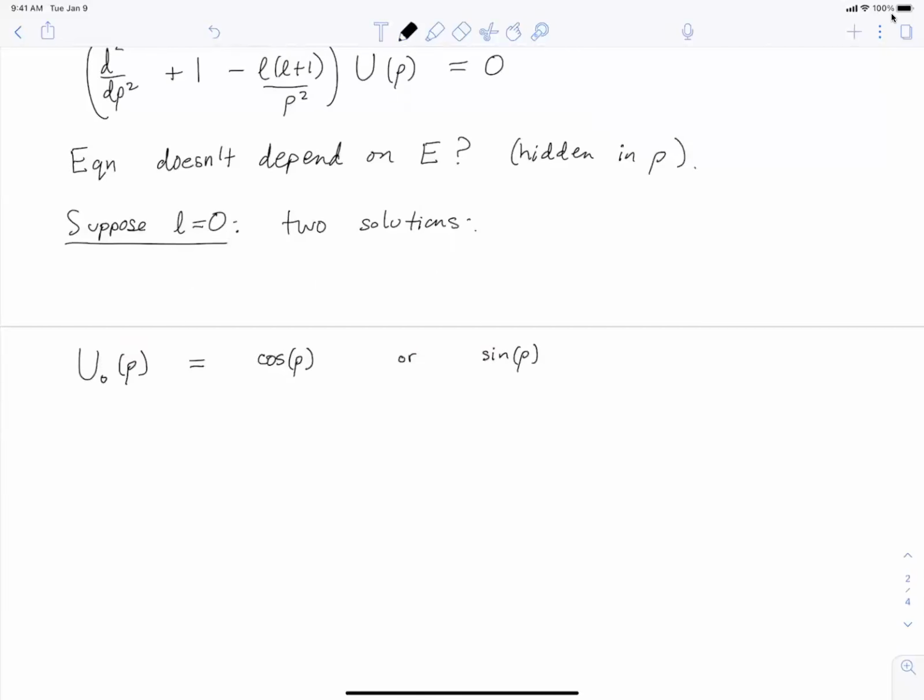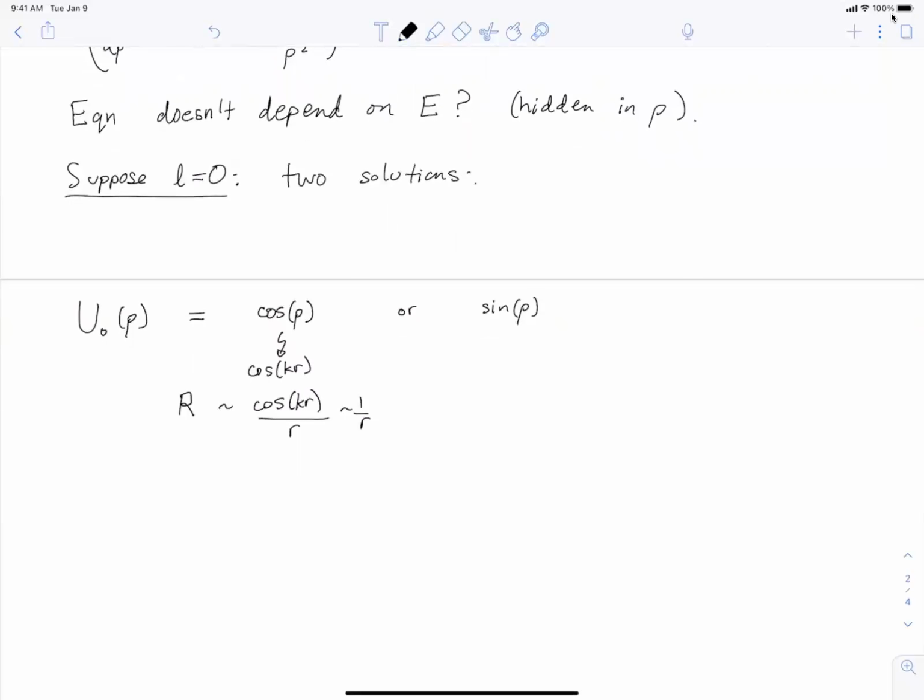Notice that when we go back to the radial coordinate, cosine of rho is going to become cosine of kr. And that means our radial wave function is going to be cosine of kr divided by r, which is going to go like 1 over r. And so this solution is actually no good at r equals 0.